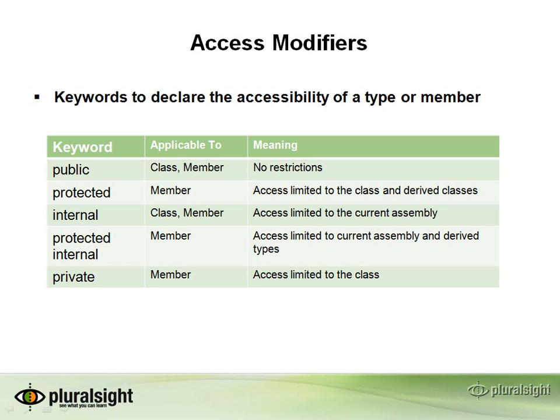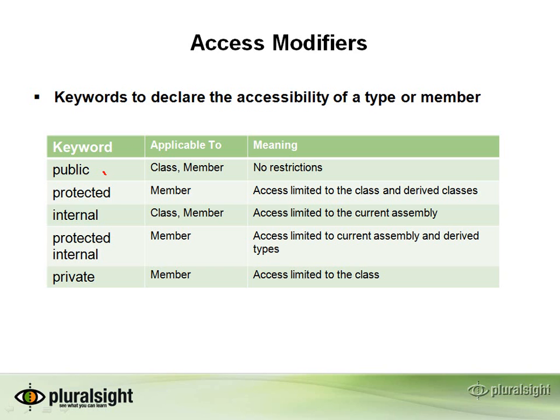Access modifiers are keywords in the C# language that allow you to achieve encapsulation. Using these keywords, you declare the accessibility of a type or member, and that allows you to selectively expose functionality for clients to use, or selectively hide implementation details that you don't want to burden other people with.